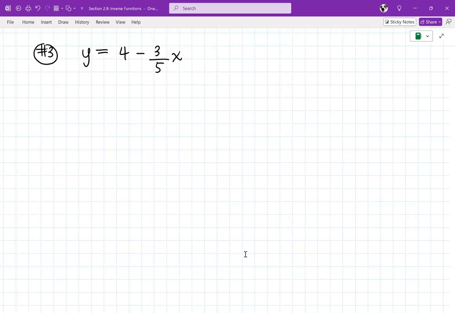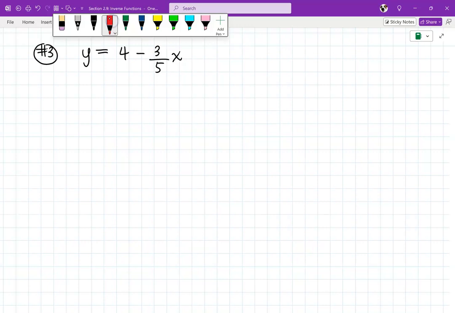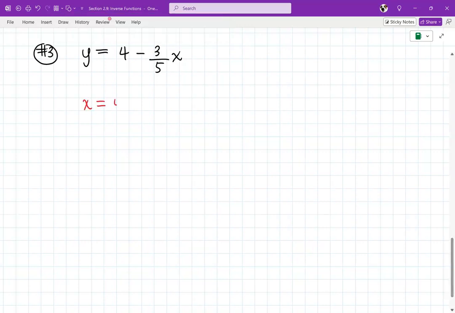So this is our last example. y equals 4 minus 3/5 x. Again, I can skip step 1 because it's not written as f of x. So it's just y equals 4 minus 3/5 x. Now, step 2 then. Change your y to an x and your x to a y. So x equals 4 minus 3/5 y.